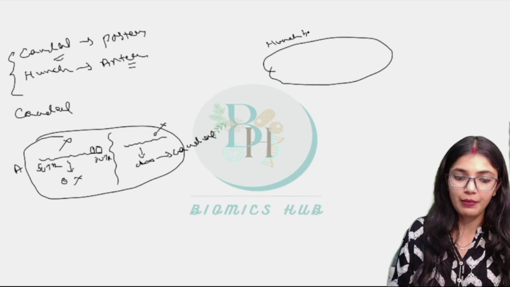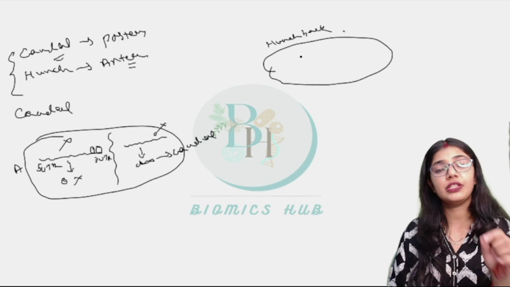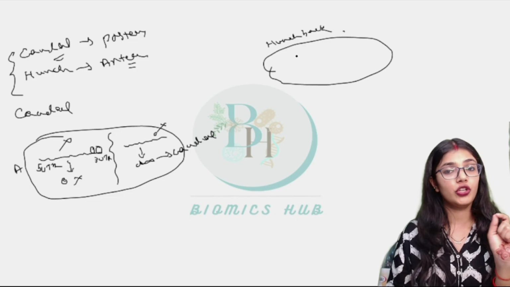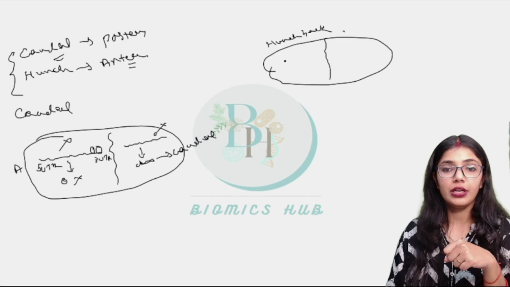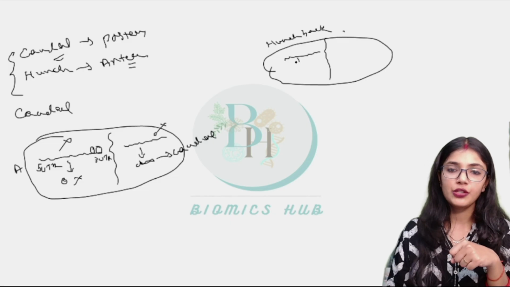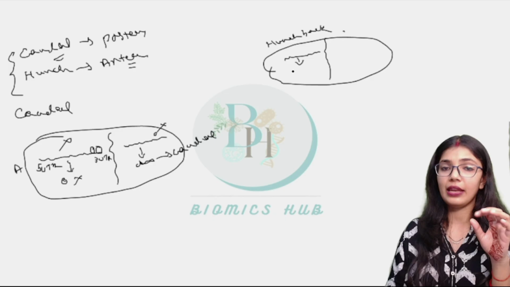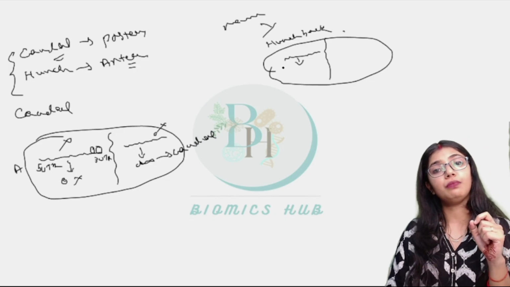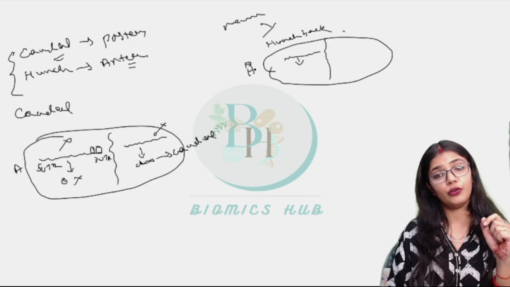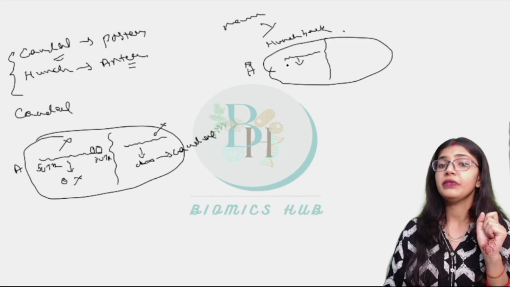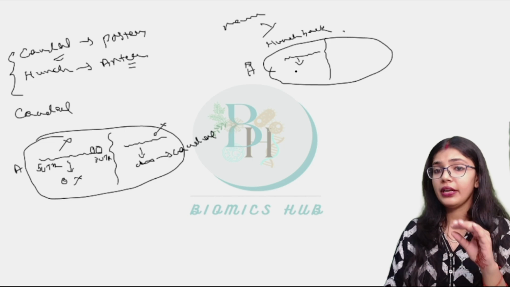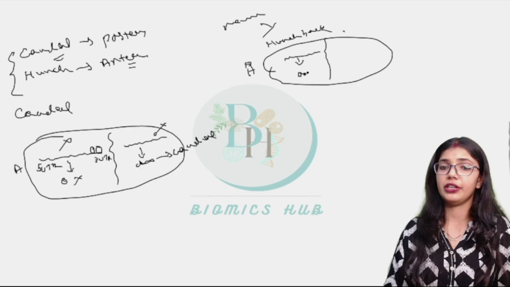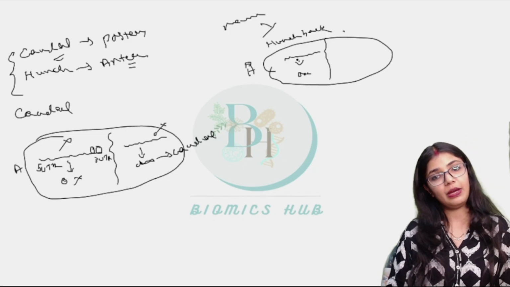This is the case of hunchback. This hunchback needs to be synthesized in the anterior region, but in the posterior region it needs to be inhibited. So here there is the mRNA of hunchback, and there is no inhibition. Hunchback is inhibited by nanos, but in the anterior region there is no nanos, so there will be no regulation. This mRNA will be converted into protein, and the hunchback will be formed.